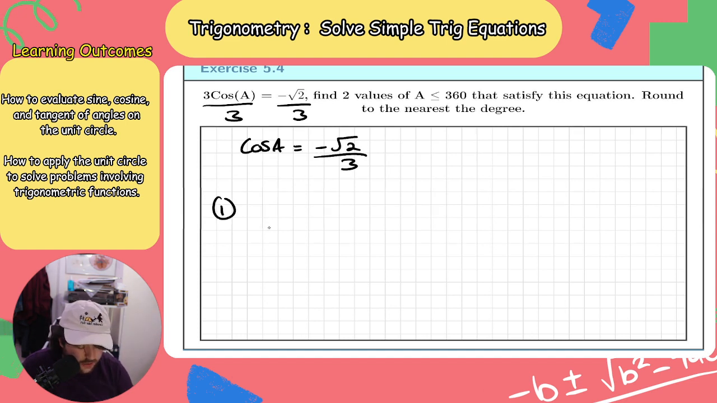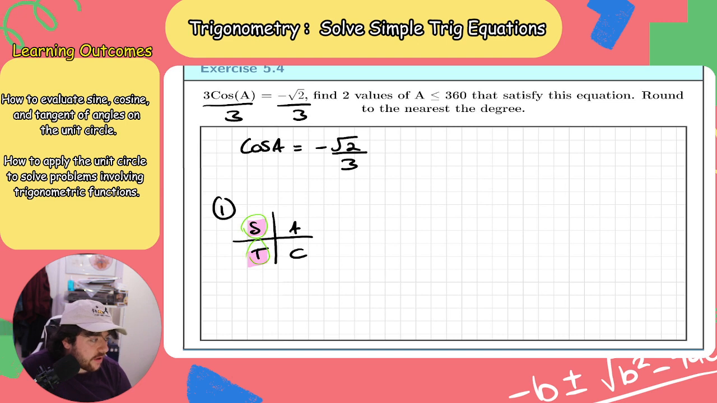So what quadrants does it lie in? So again, the CAST diagram. So cosine is negative. So it is in my second quadrant and my third quadrant, right? Because it is positive in my first and fourth quadrant.